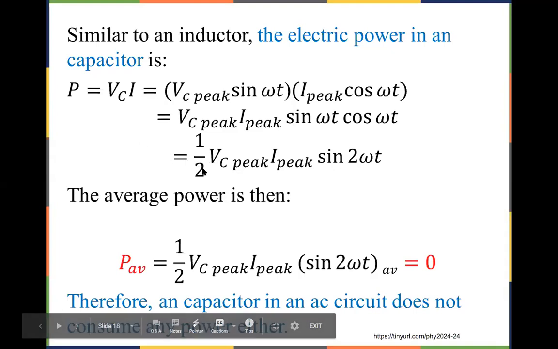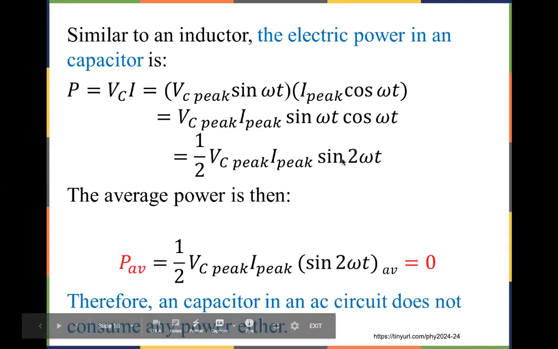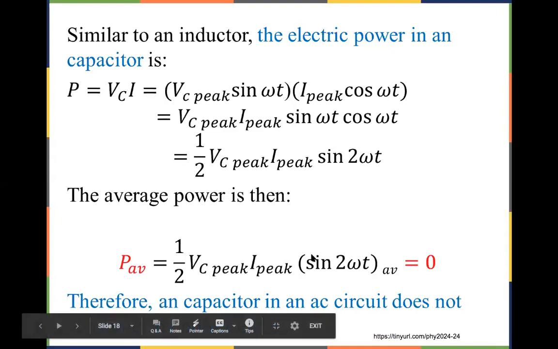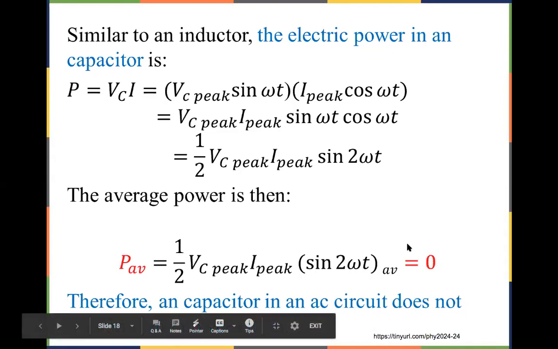P then is equal to 1/2 the peak value in voltage times the peak value in current times sine of 2 omega t, okay? Again, if you are looking at the average power here, then you are averaging this expression. The constants stay. The sine function, you will take the average of it. Again, a sine function would have an average equal to 0 because half of the time it's in the positive region and half of the time it's in the negative region. So it averages to be 0.